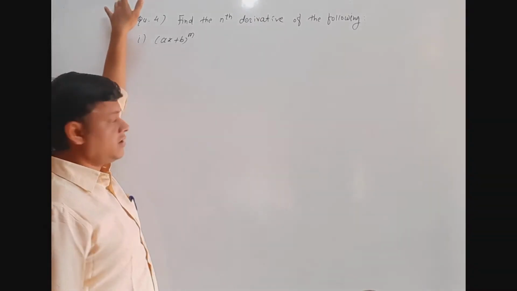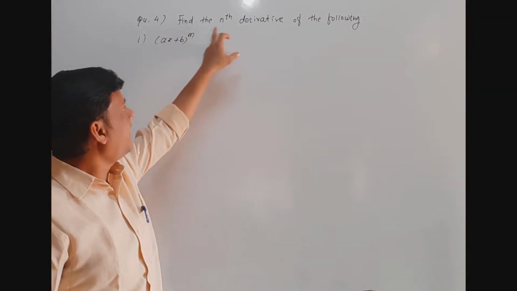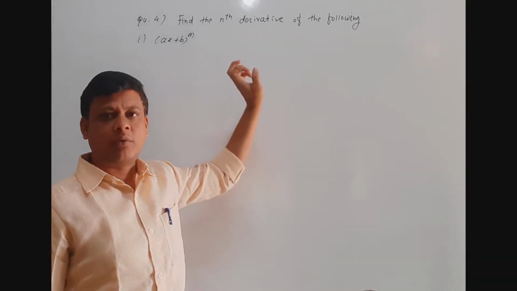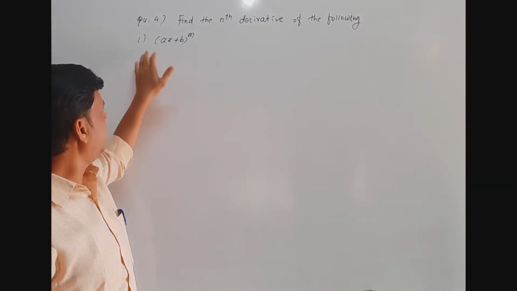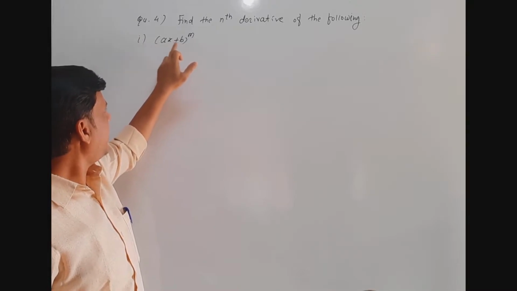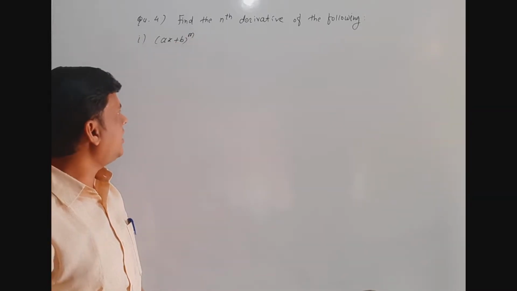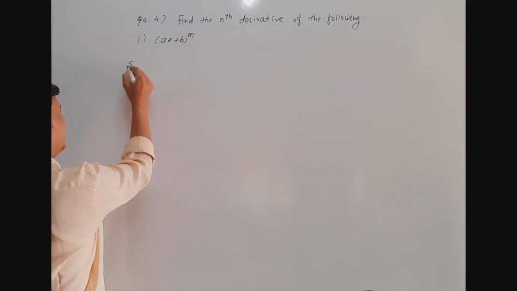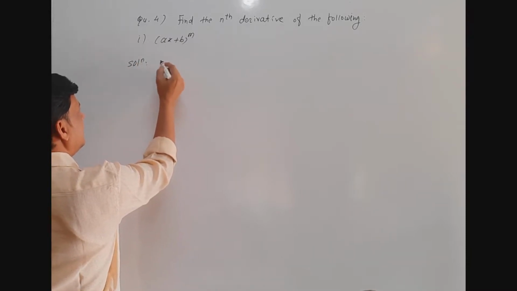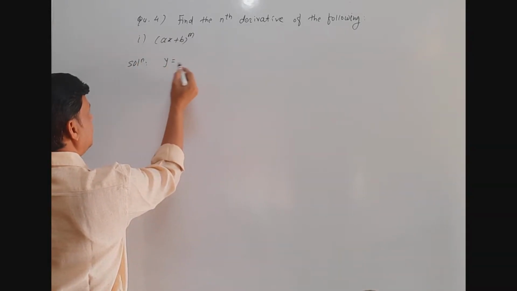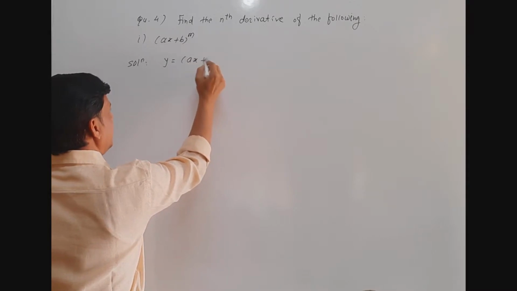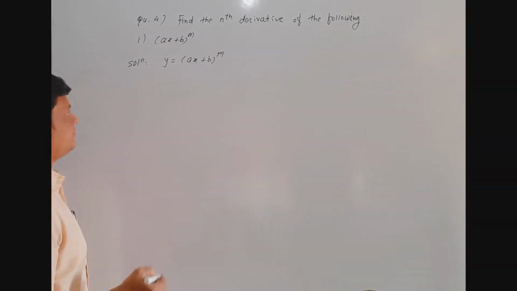Now see question number 4. Find nth derivative of the following. So see first sub question, (ax + b) raised to the power m. So we write here in solution y is equals to (ax + b) raised to the power m.